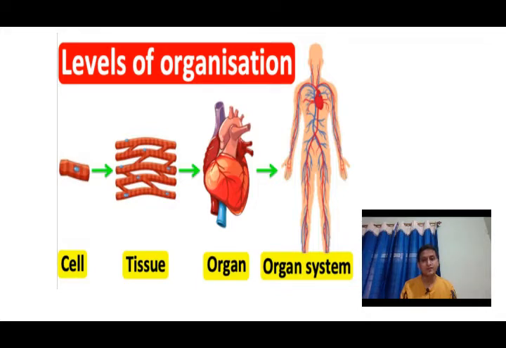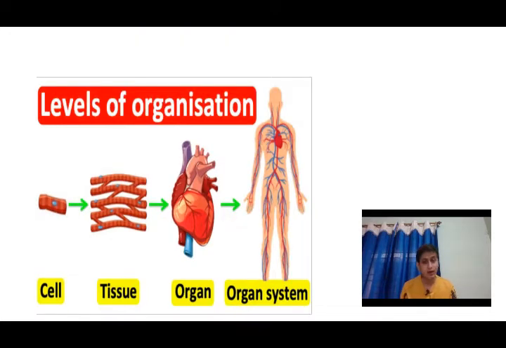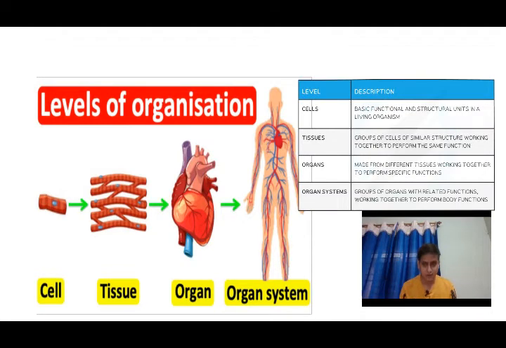When a group of cells work together to perform a common function, it becomes a tissue. When a group of similar or dissimilar tissues work together for a common function, they become an organ. And when a group of organs, let me repeat, a group of organs, not similar or dissimilar, work together to perform a body function, it becomes an organ system. The circulatory system is one such organ system.